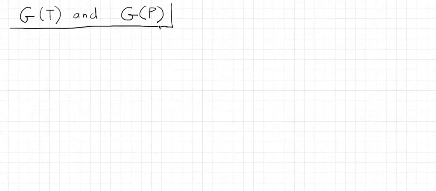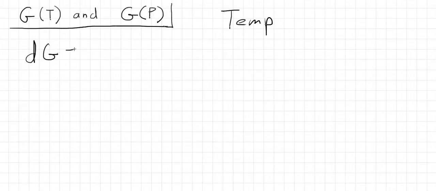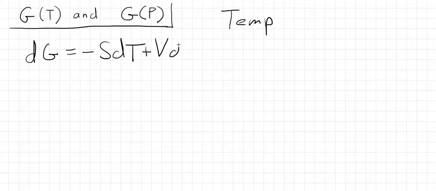Let's look at how the Gibbs function varies with both temperature and pressure. Okay, let's do these individually. So first, let's look at the effect of temperature. We go back to our fundamental equation, dG is equal to minus sdT plus vdP. And since we're just looking at the effect of temperature, and we're keeping the pressure constant, we can get rid of this term.